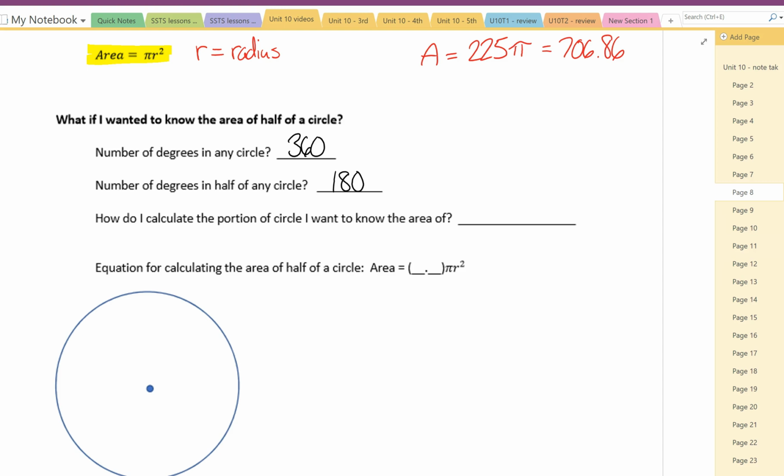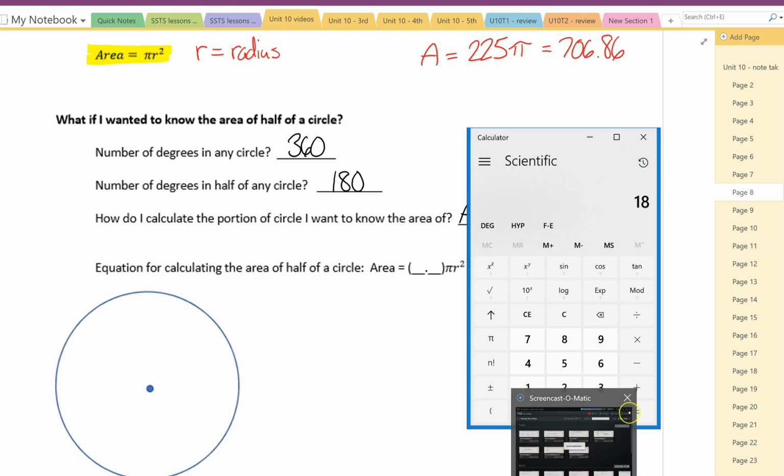So if I only want to know what the area is for 180 degrees of a particular circle, here's how I do it. The formula is going to look pretty similar to what it was up here. I'm going to say area is equal to pi r squared, but I've got to put something in front of that. I'm going to put a fraction right here because I only want to know a fraction of that circle. And the fraction that I want, in this case, is 180 over 360. Well, the easiest thing to do with that fraction is convert it into a decimal. So what is 180?